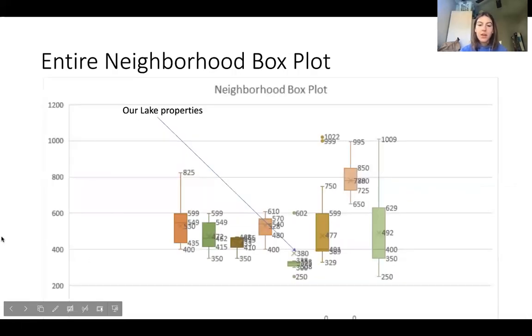And you can see that on a larger scale. I've pointed out our lake properties on our box plot compared to all the other properties. So it is the most affordable price and probably the best price for you.